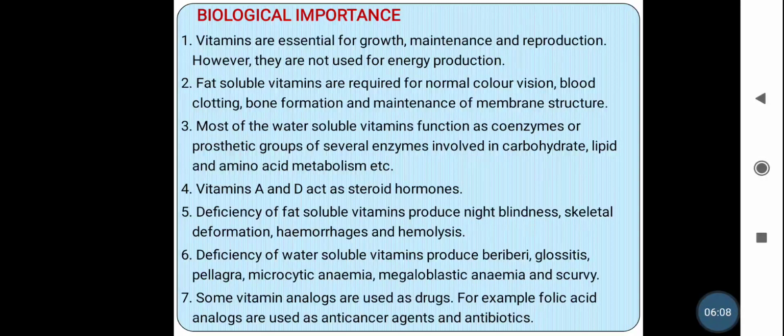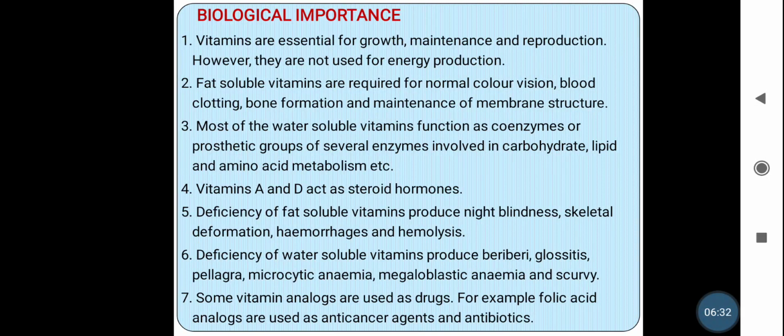So fat soluble vitamins are required for normal color vision, blood clotting, bone formation and the maintenance of the membrane structure. Again, most of the water soluble vitamins function as coenzymes or a prosthetic group of several enzymes involved in carbohydrate, lipid and amino acid metabolism.